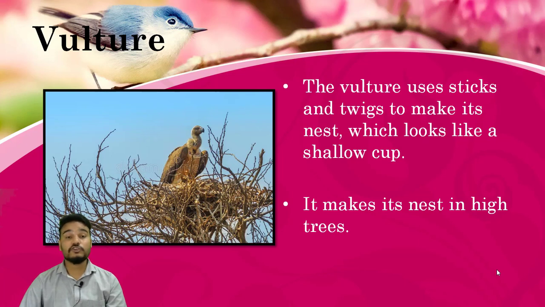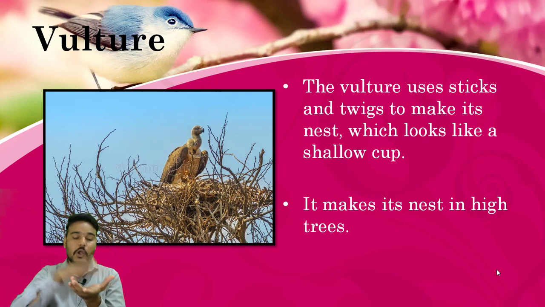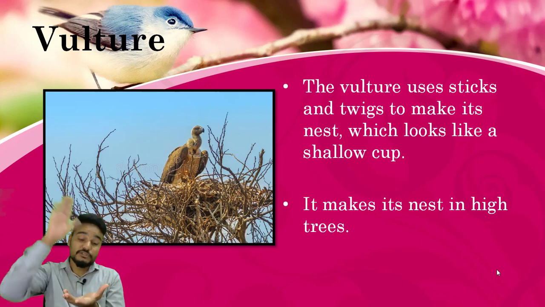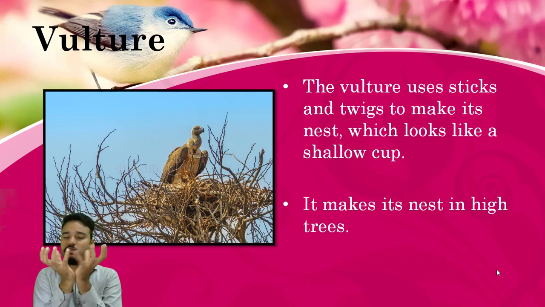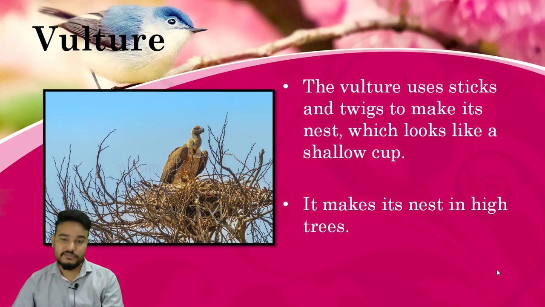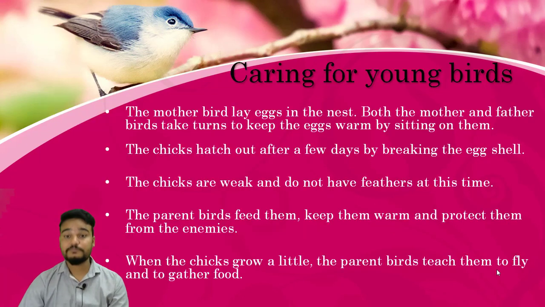Now the vulture, which eats dead animals, takes twigs and sticks, meaning small, light twigs, and keeps them at the top of the tree. Whichever is the highest, tallest tree, it puts them at the top there and makes them into a bowl shape. On it, it sits. So that is the nest of the vulture.